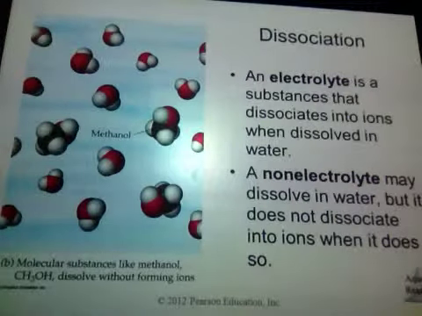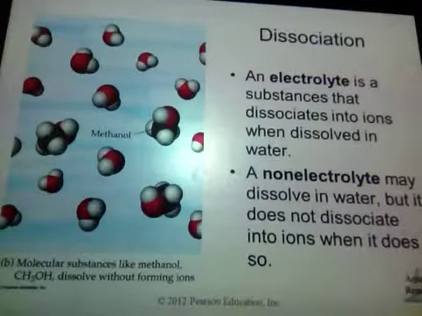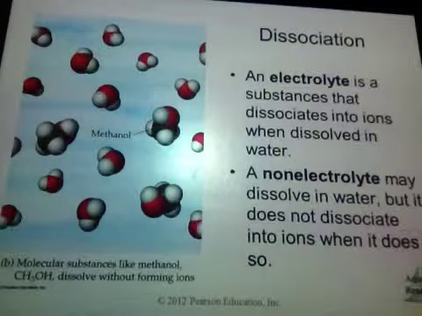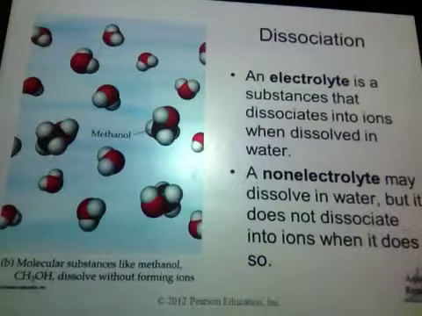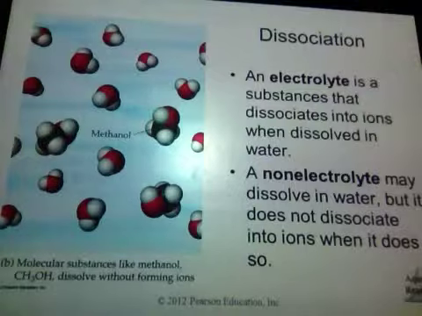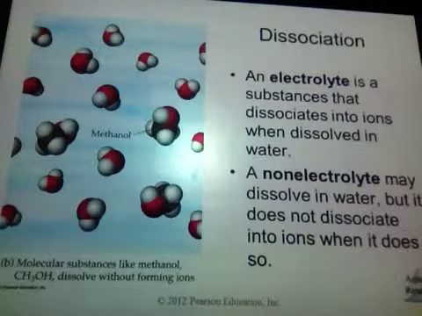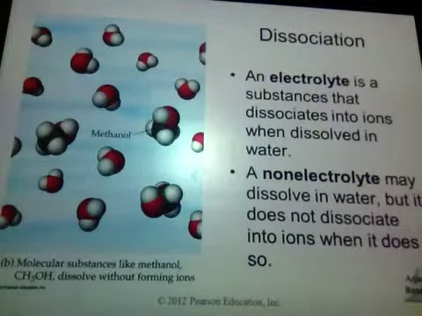Okay, electrolytes. An electrolyte, we know, is a substance that dissociates into ions when it dissolves in water. So let's think about salt, NaCl. If I took sodium chloride and dissolved it in water, it is going to break apart into sodium ions, Na+, and chloride ions, Cl-.